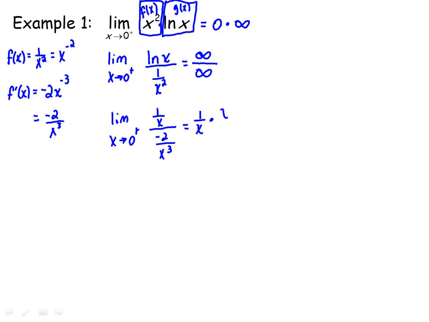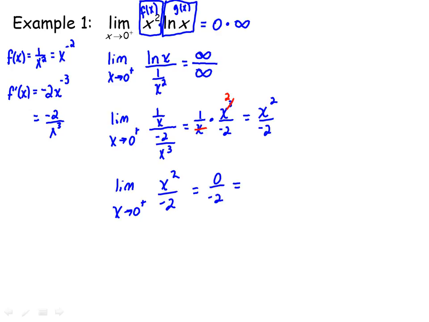Multiply by the reciprocal. Okay. So we're going to have x to the third over negative 2. What happens? So we're going to have x squared over negative 2. Now apply the limit. You're going to have x squared over negative 2, which is going to be 0 over negative 2, which is what?